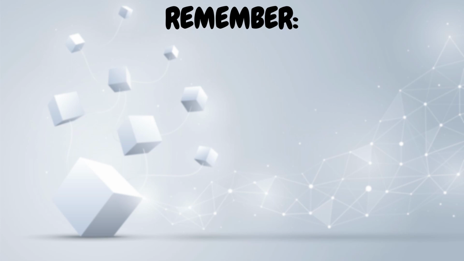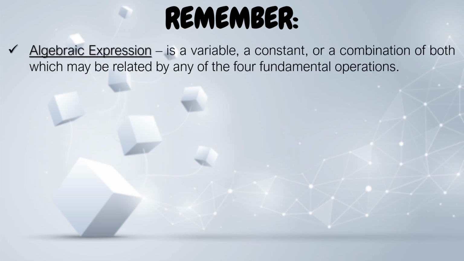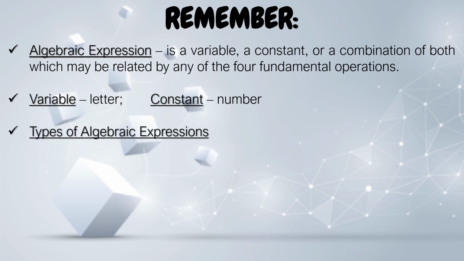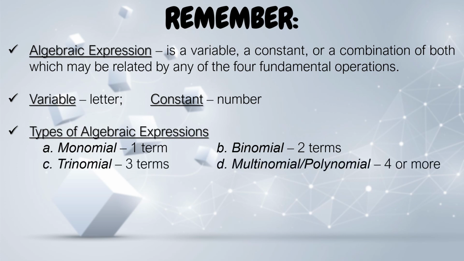Let us now summarize what we have learned in this lesson. Algebraic expression is a variable, constant, or a combination of both, which may be related by any of the 4 fundamental operations: addition, subtraction, multiplication, and division. Variable is for the letter and constant is a number. There are types of algebraic expressions. The first is the monomial consists of one term, binomial consists of two terms, trinomial has three terms, and multinomial or polynomial has 4 or more terms.